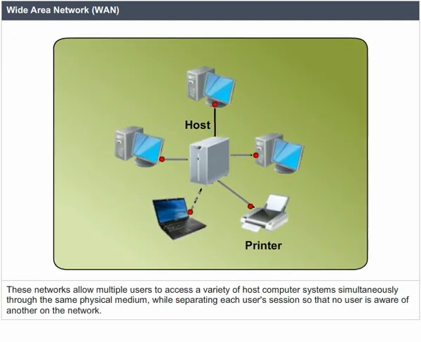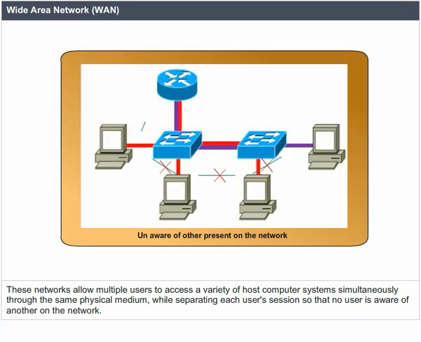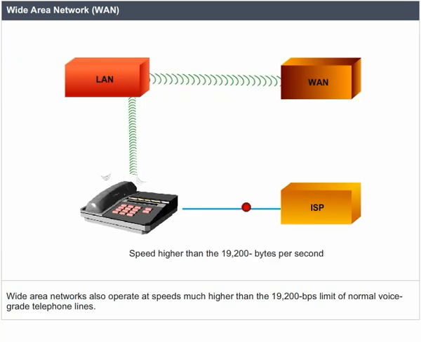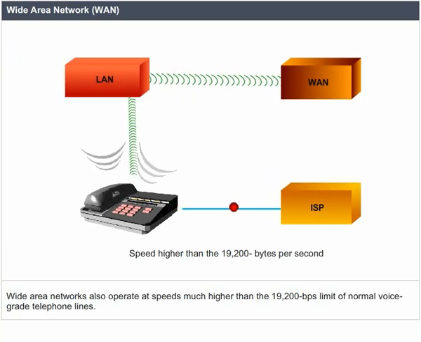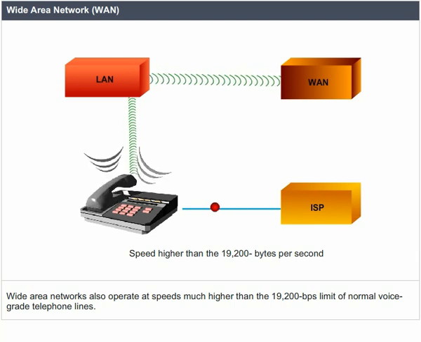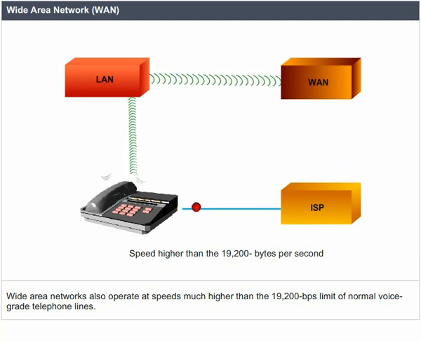These networks allow multiple users to access a variety of host computer systems simultaneously through the same physical medium, while separating each user's session so that no user is aware of another on the network. Wide area networks also operate at speeds much higher than the 19,200 bps limit of normal voice grade telephone lines.